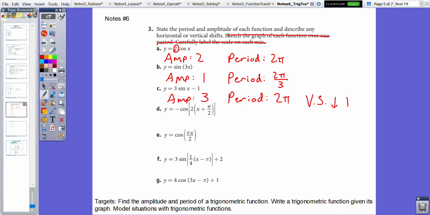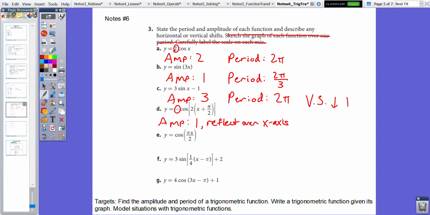So for part D, we have something a little bit more complicated. We have y equals the opposite of cosine of 2 times x plus pi over 2. A lot going on here. So let's go ahead and break this one down. First of all, once again, we have a coefficient here. It's negative. So the absolute value of negative 1 is going to be just 1. But we also want to keep in mind, because it's negative, that means we're actually flipping this graph, reflecting this graph over the x-axis. Okay, so the amplitude is 1, but we reflect or flip over the x-axis.